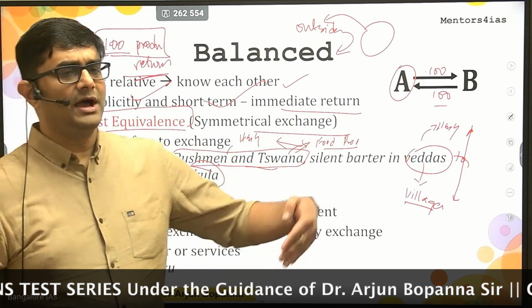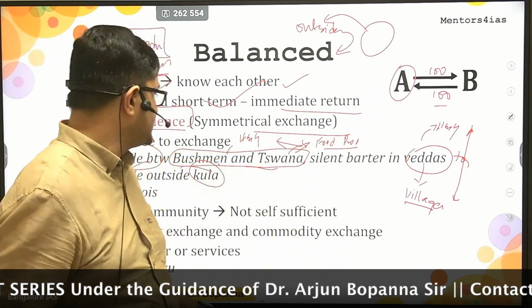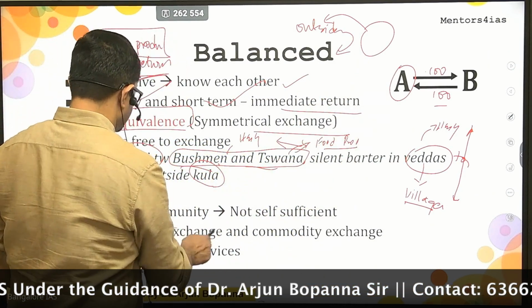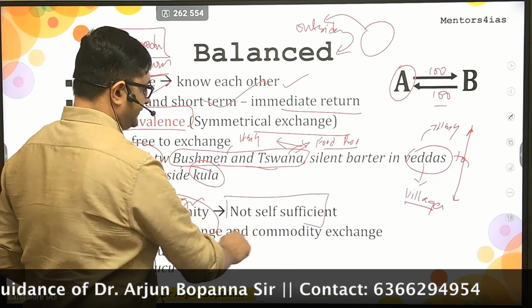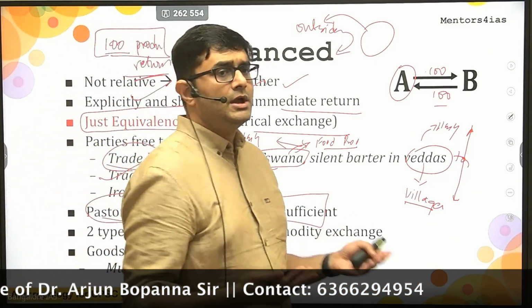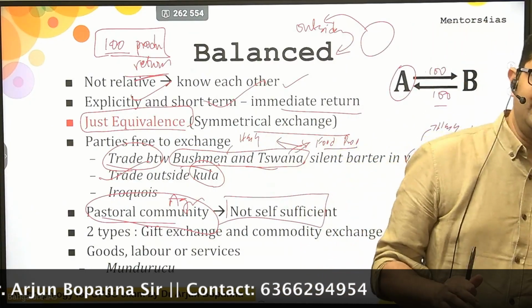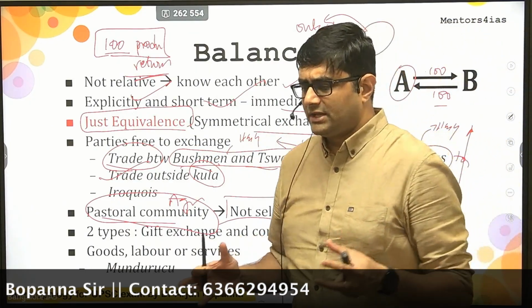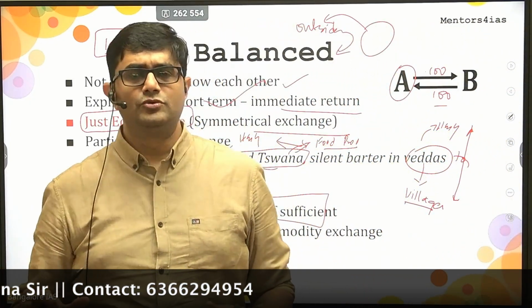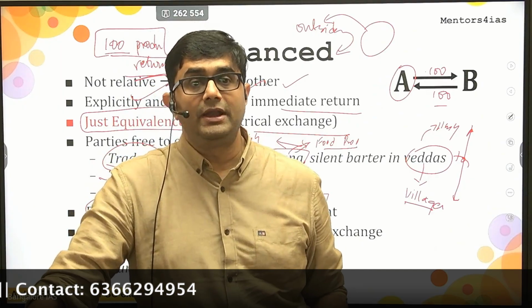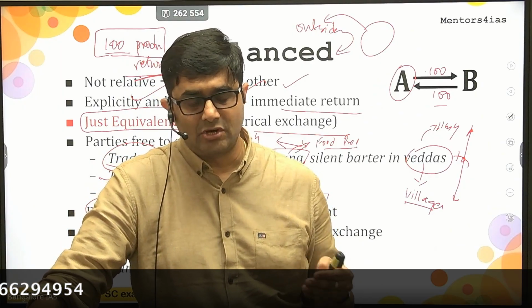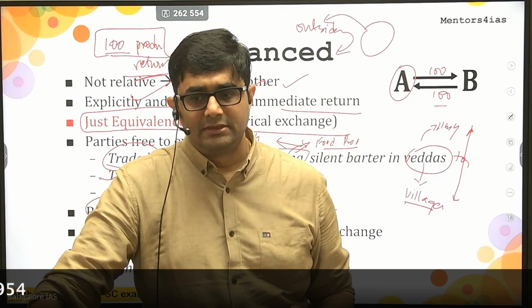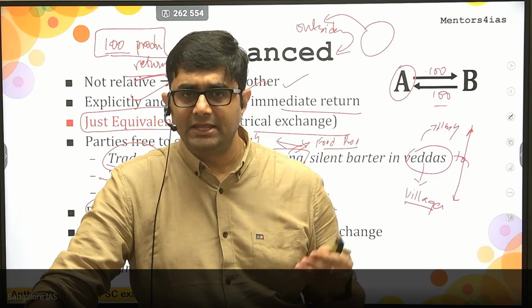This is seen at a higher level, like in pastoral and agricultural communities, which are not self-sufficient, meaning they are dependent on outsiders. Hunting and gathering tribes are self-sufficient, meaning whatever they want, they hunt and gather. They are not dependent on outsiders. But other societies like agrarian, horticultural and pastoral societies may not have everything that they need.